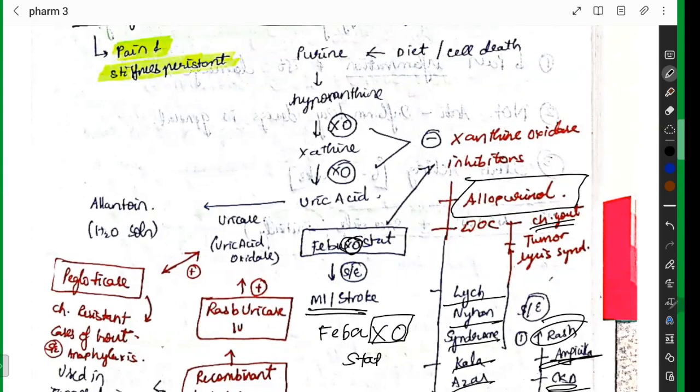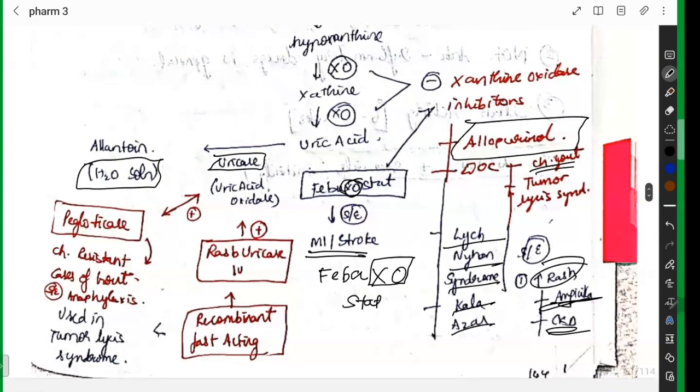Allantoin is water soluble. So being water soluble, now you can excrete it by urine. For that you need an enzyme called uricase. So what is that enzyme? Uric acid oxidase, nothing but your uricase. So you have certain drugs which are going to increase the uricase. What are the drugs that you're going to give to increase the uricase? Uric acid oxidase. That is going to be rasburicase. You have that word itself, rasburicase. So you're going to increase the uricase enzyme, rasburicase.